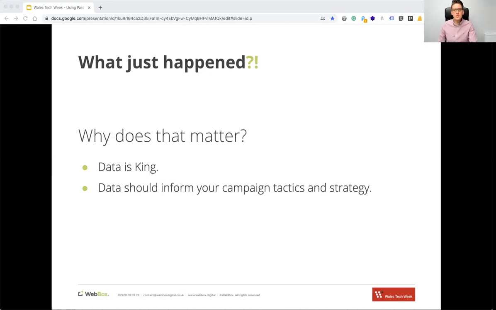And also data should inform your campaign tactics and strategy, including but not limited to which channels you use, which demographics you target, which devices you lean towards, and when you target people. So using that example of us not commuting to work in rush hour, that would change the time of day that you might try and target your demographic.